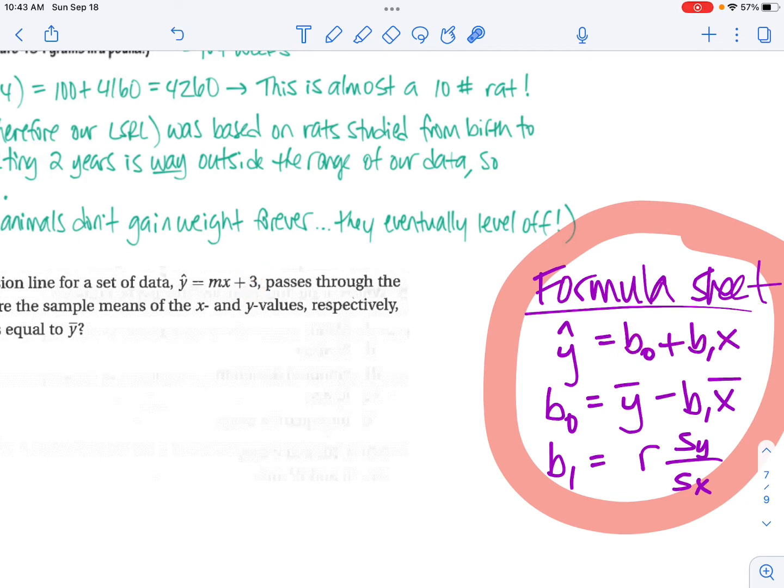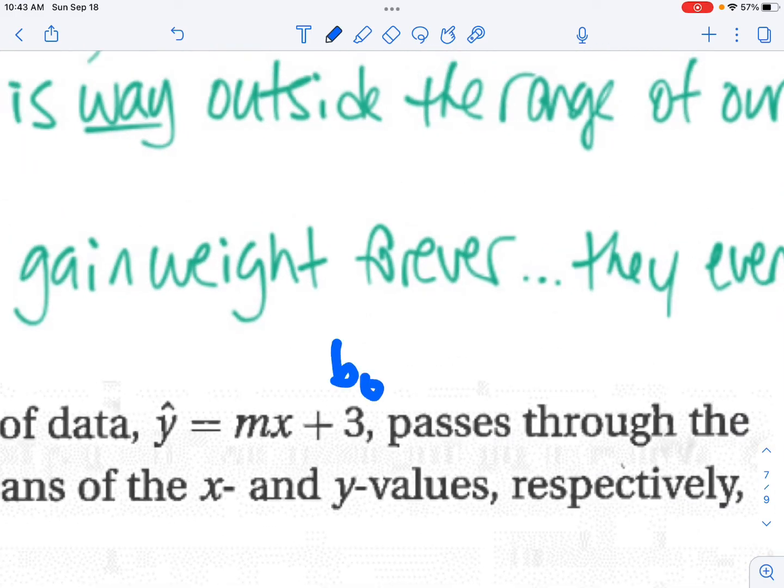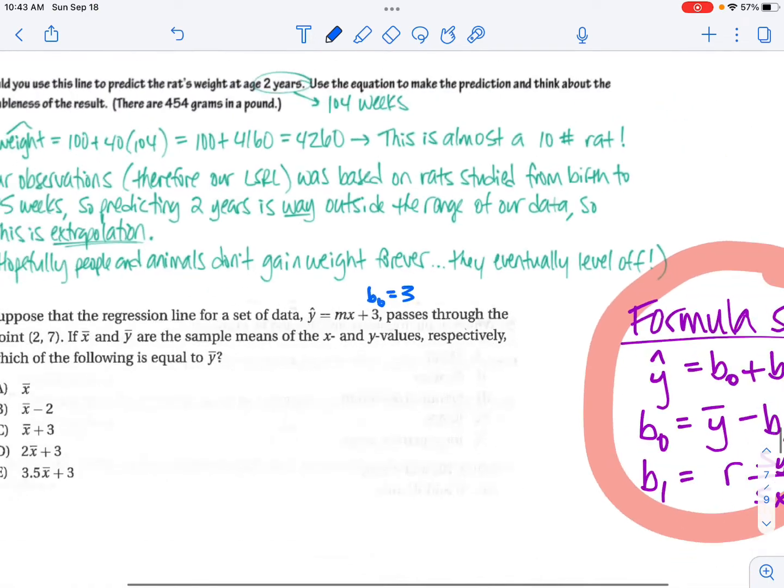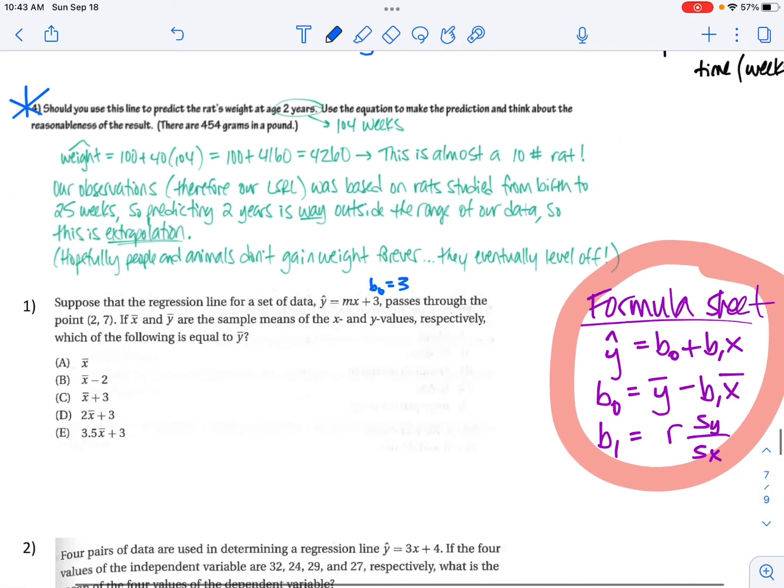I don't know why they use different variables, but they do. So my b sub 0 is 3. And I don't know what the slope is. It's m. I don't know why they didn't use b sub 1, but whatever. Doesn't matter what the variable is. If x bar and y bar, where did those come from? I do have a formula that uses both of those, so that's interesting.